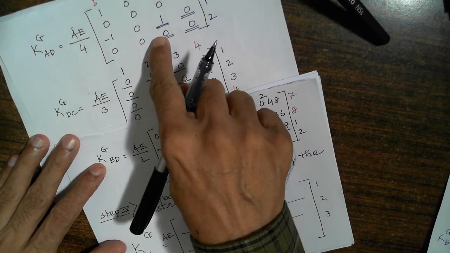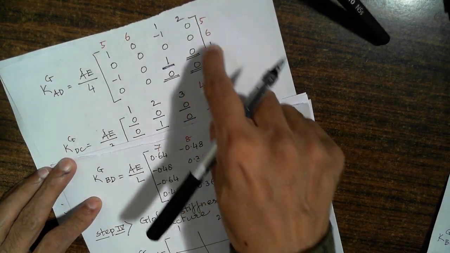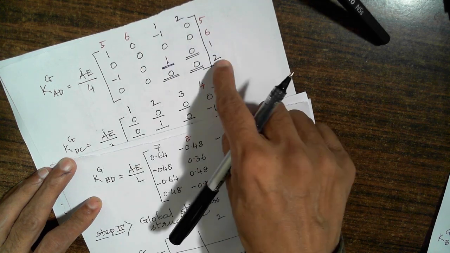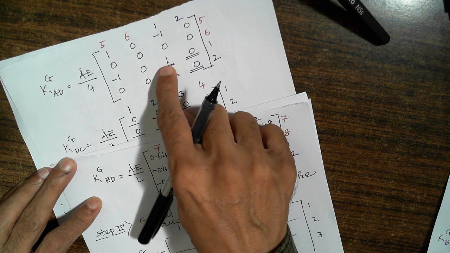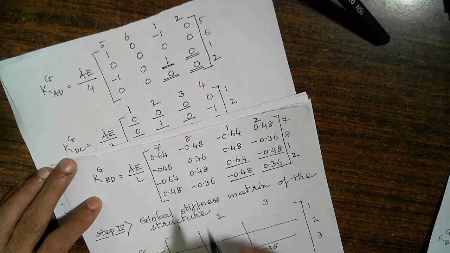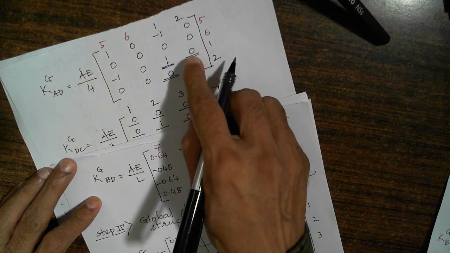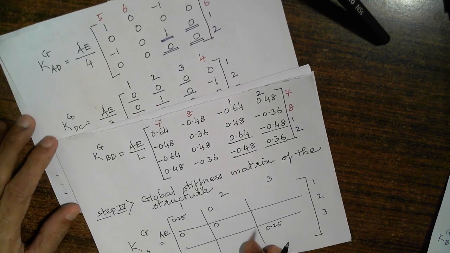I can map these four elements from member AD: first row, first column, first row, second column, second row, first column, and second row, second column. This element is 1 1. It is not only 1, it is 1 by 4. So 0.25. So I am mapping 1 1 as 0.25, and other elements 0 0 0 0. These four elements I have mapped from member AD.